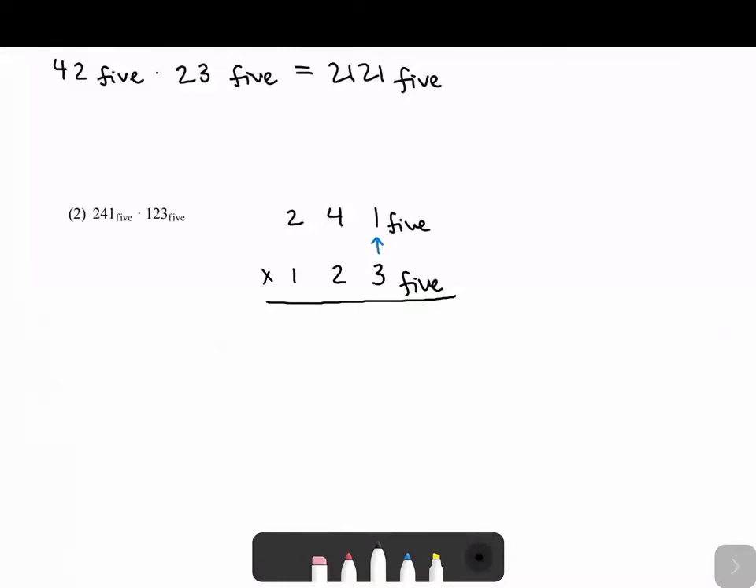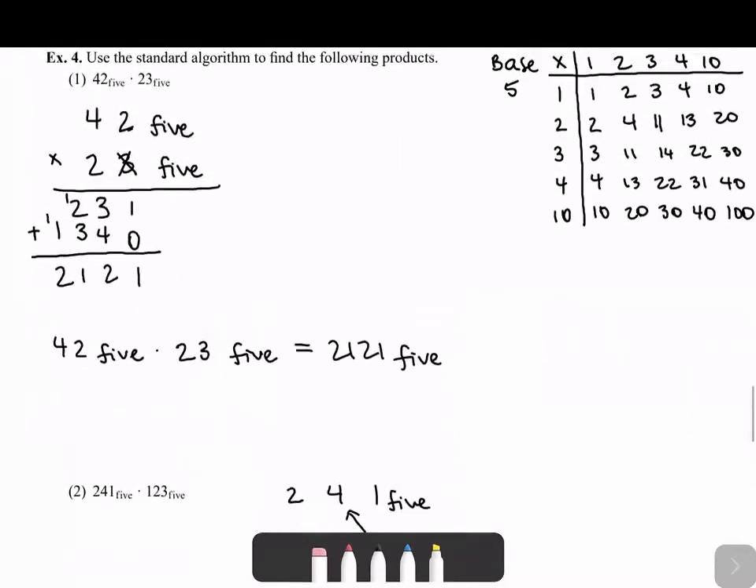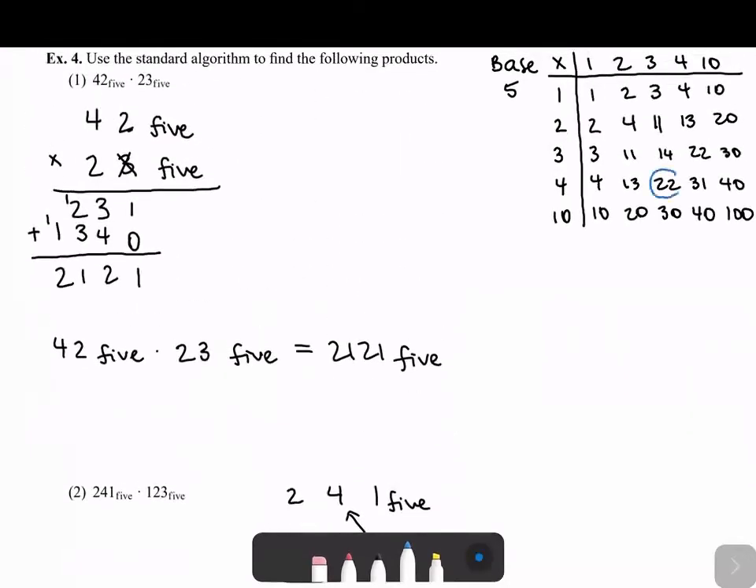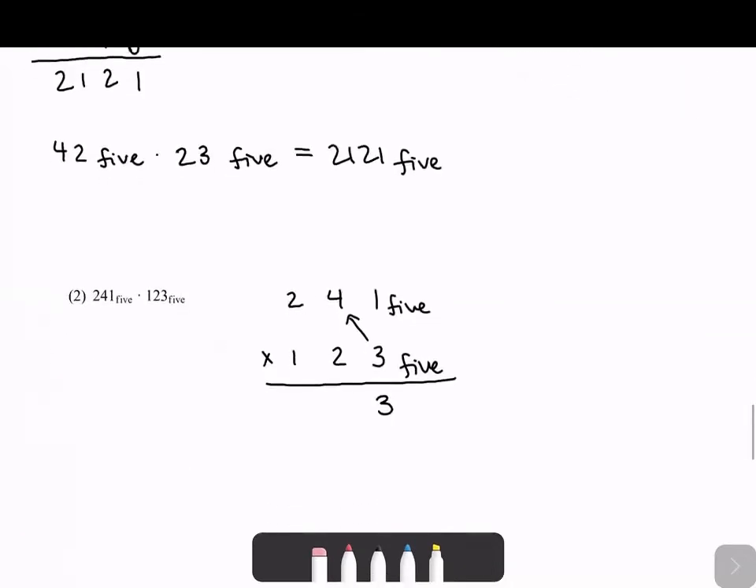Okay, so we're going to take the 3 and multiply up. So 3 times 1 is 3. And there's no regrouping. So we're just going to write down 3. Then we're going to do the 3 times 4. And we're going to go back up to our multiplication table. 3 times 4 looks like 2, 2. So we're going to take that 2, write the 2 down, and carry the other one.